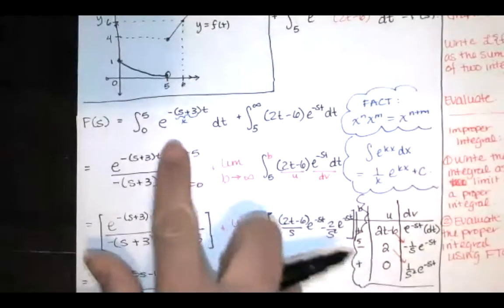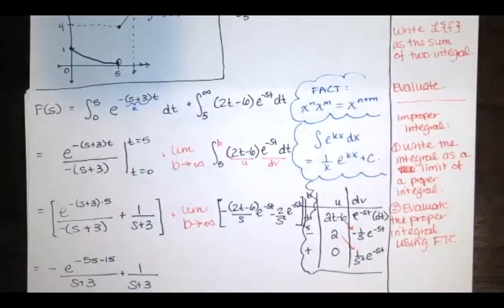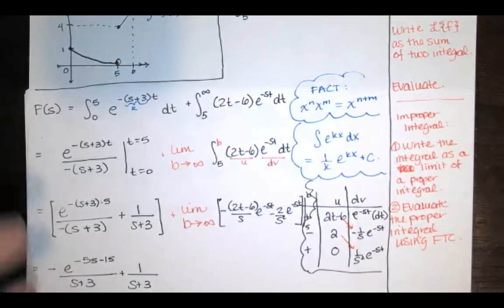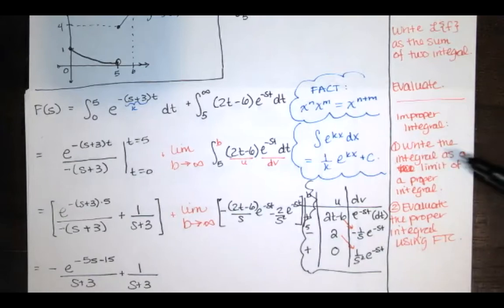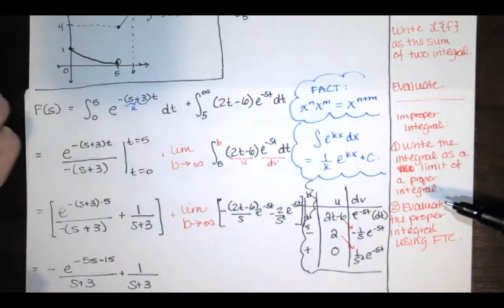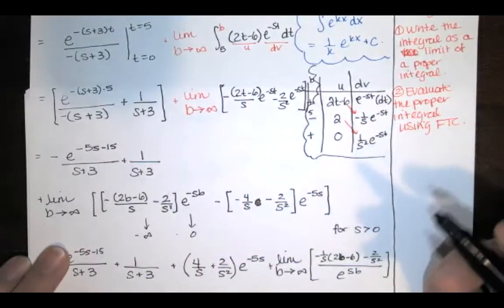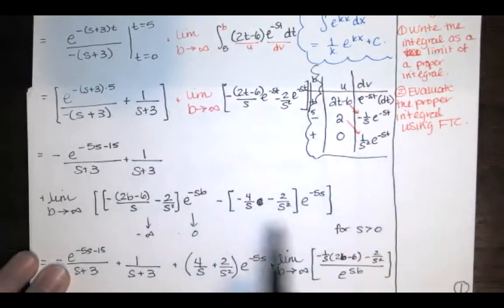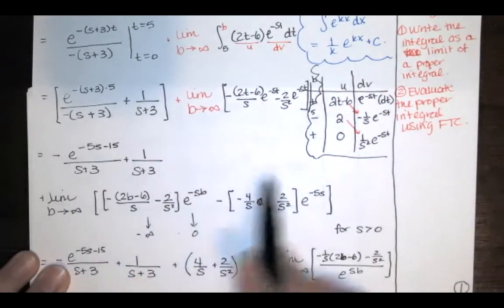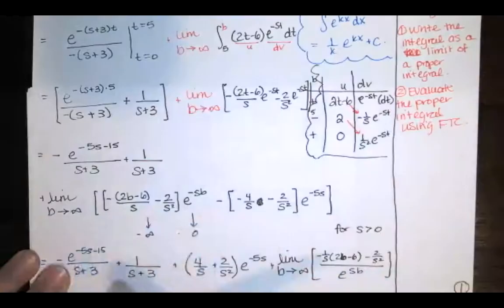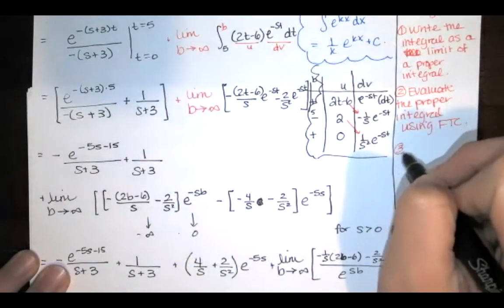What did we do? First we wrote this as two integrals. We evaluated the first integral just using the fundamental theorem of calculus. It's pretty straightforward. You just treat s as a constant. Then this piece is an improper integral. So you have to write the improper integral as the limit of a proper integral, and evaluate the proper integral using the fundamental theorem of calculus. It happened to require integration by parts for the antiderivative. And then after we did that, that gave us this result. When we plugged in b and 5 and subtracted, that's the result of the fundamental theorem applied to this integral. Then we say, okay, we'll evaluate the limit. What is the limit of that?